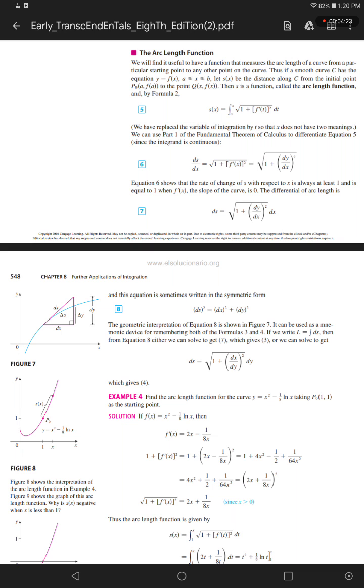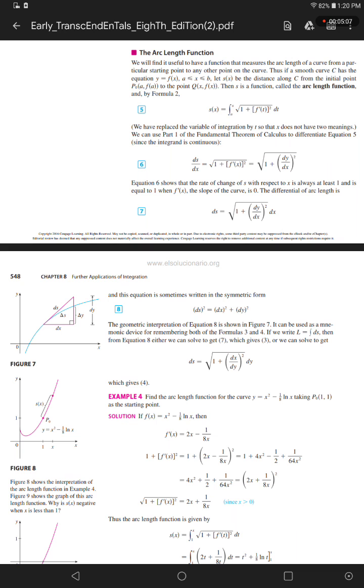and by formula 2, equation 5, s(x) equals the integral from a to x of the square root of 1 + [f'(t)]² dt. We have replaced the variable of integration by t so that x does not have two meanings. We can use part 1 of the fundamental theorem of calculus to differentiate equation 5 since the integrand is continuous.